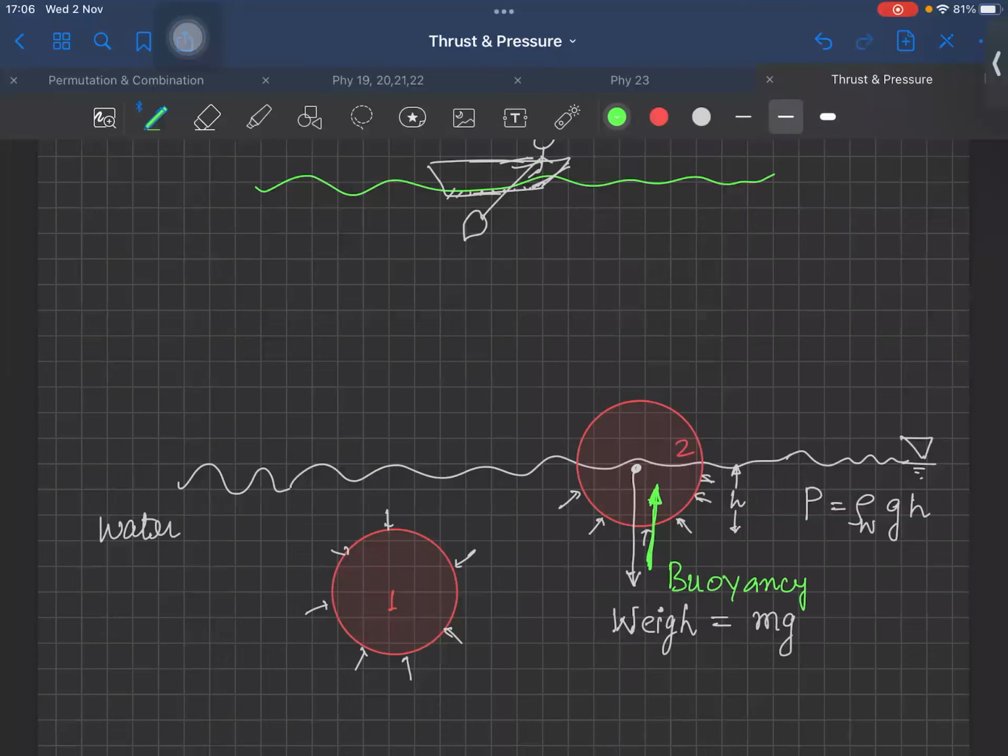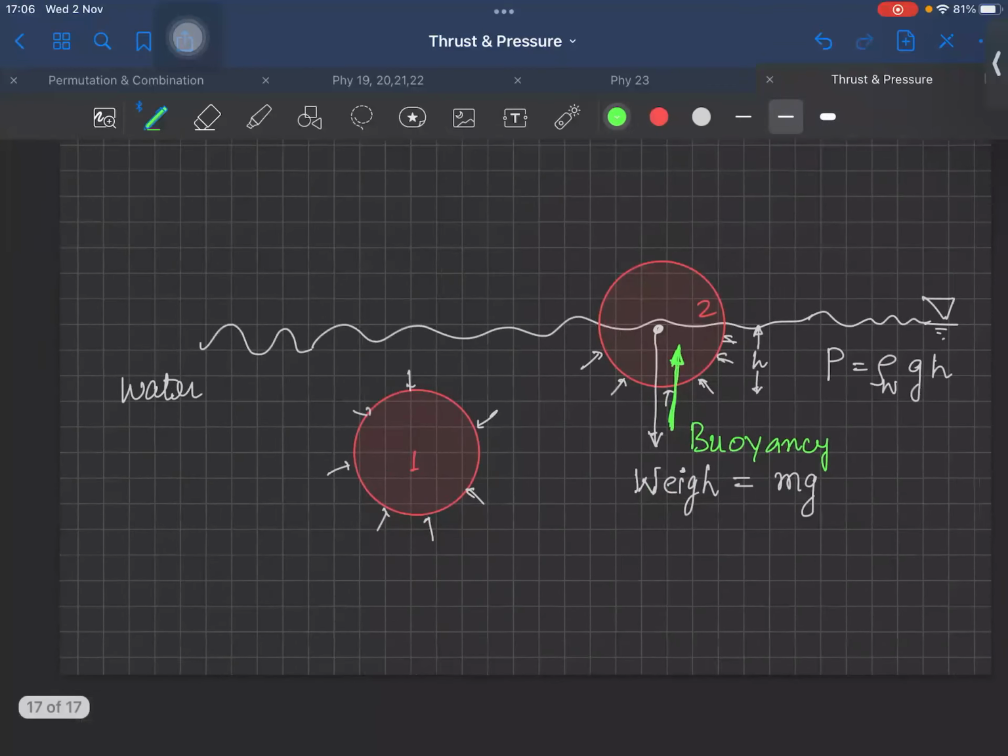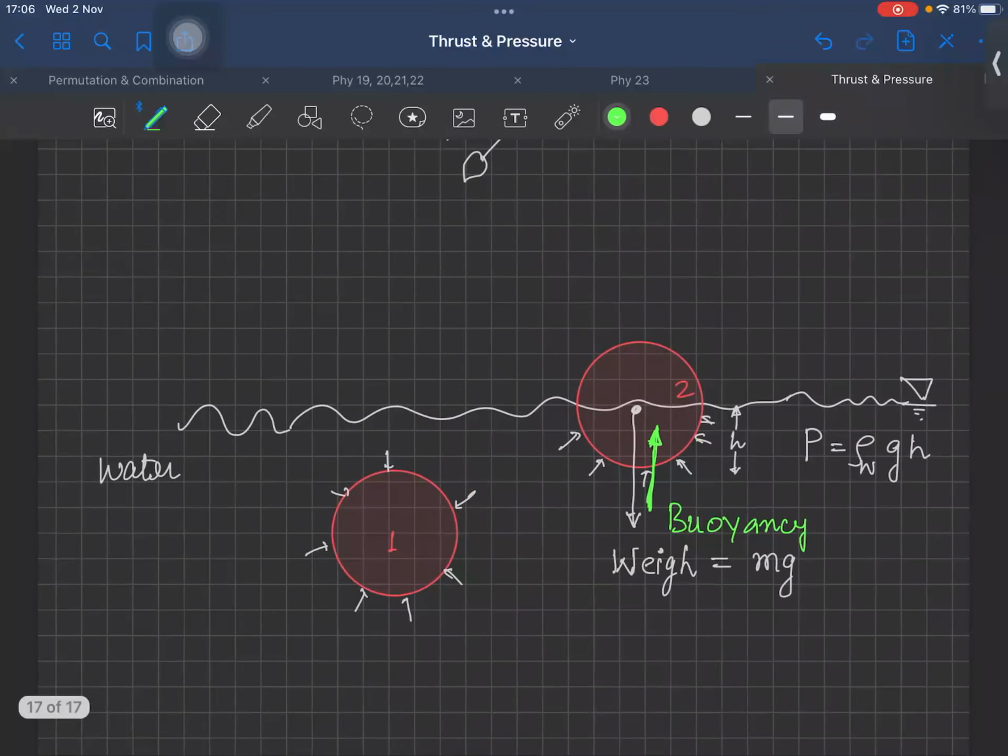Understood? Yes, sir. If anybody is having doubt, we can clarify it. Sir, I have a doubt. Yes, please tell me. Sir, are buoyancy and flotation the same? No, see, because of buoyancy, there will be flotation. Flotation is a property. Buoyancy is a force.